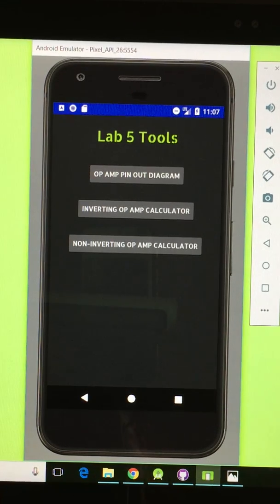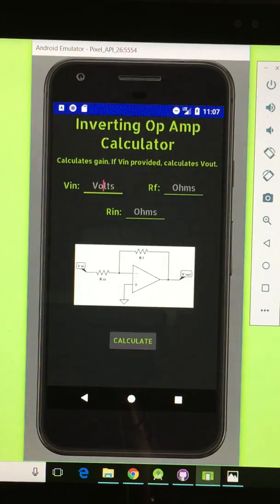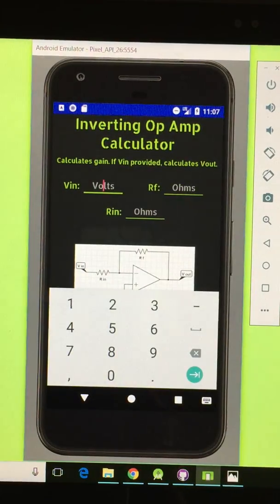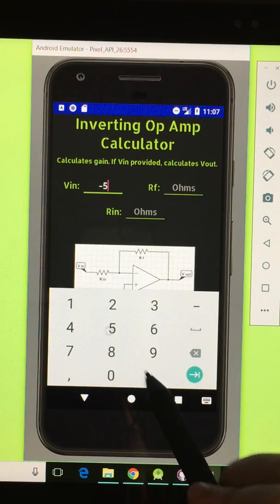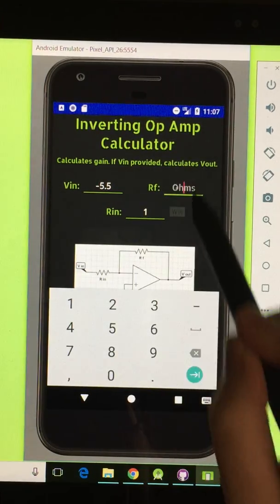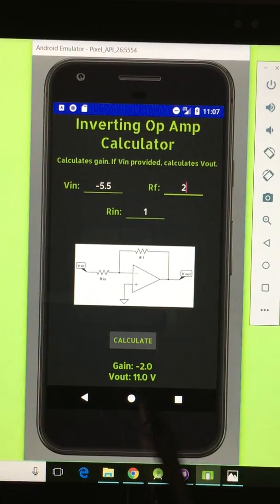Lab 5, the new tool here, is an inverting op-amp calculator. Here we will do a demonstration, so we can put in a negative voltage, 5.5. Rin here can be 1, and RF can be 2. And as you can see, it calculates both gain and Vout because we included Vin here.